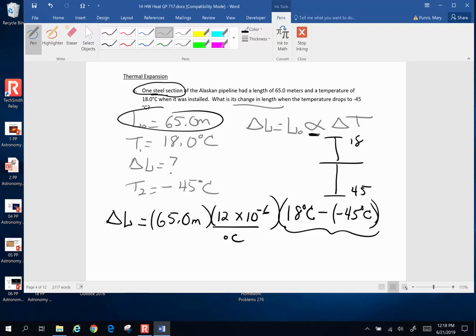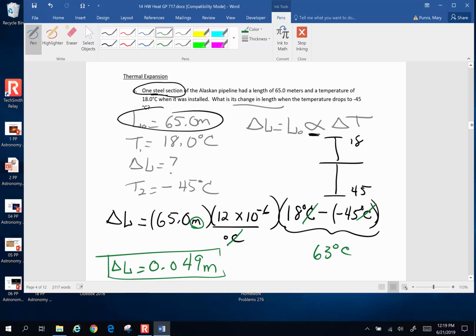So this difference over here is going to be a 63 degrees Celsius difference times 12 to the negative 6th times 65. And when I did this, I ended up with an answer of 0.049. And the units on this, the degrees Celsius, are going to cancel, and this is going to be meters. That is the change in length in that section of the Alaskan pipeline.